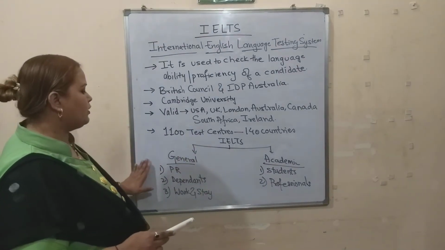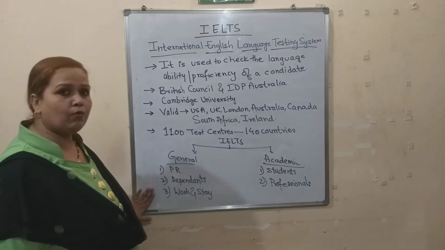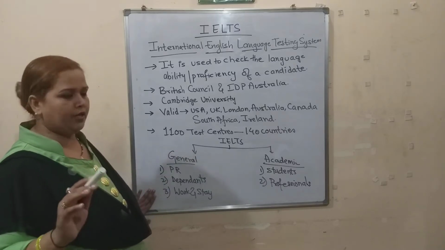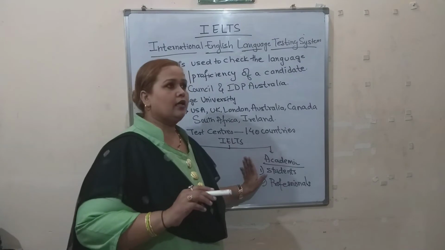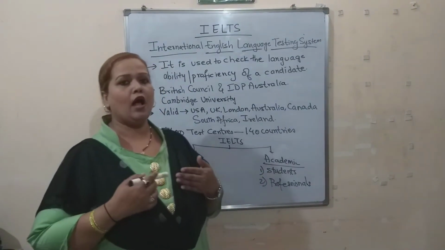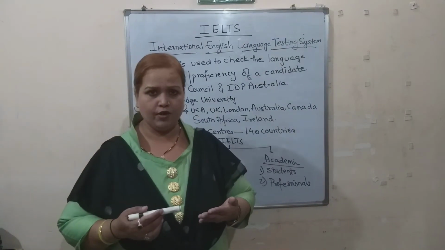The general category is for PR, dependents, and people who want to work and stay abroad, where English is the only language of communication. Academic is for the students or professionals, the students who want to go for higher studies in abroad universities.